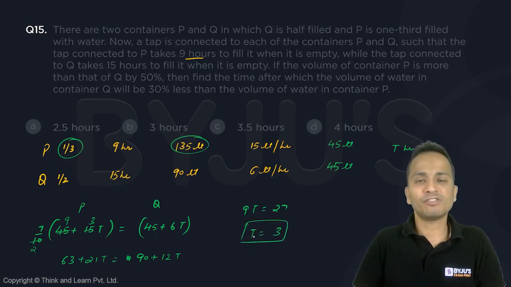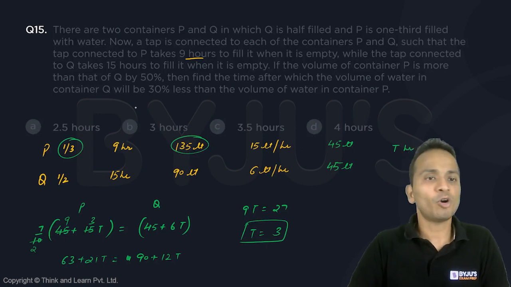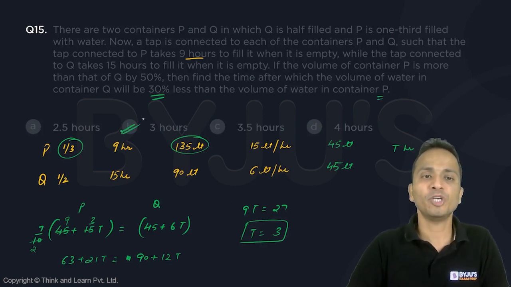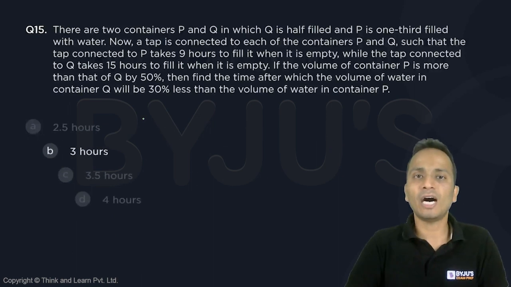So I can say that after 3 hours, the volume of water in container Q will be 30% less than the volume of water in container P. So the correct answer for this question should be option B, that is 3 hours.